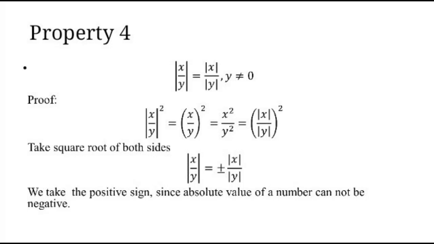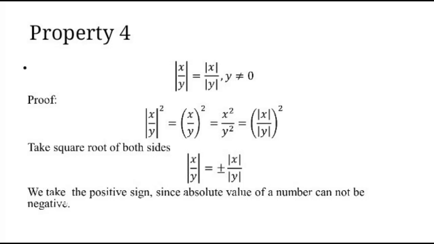Instead of calculating the result of x divided by y first and then taking the absolute value, we can take the absolute value of x and the absolute value of y first and then divide them. So we say the absolute value of x divided by y is equal to the absolute value of x divided by the absolute value of y.